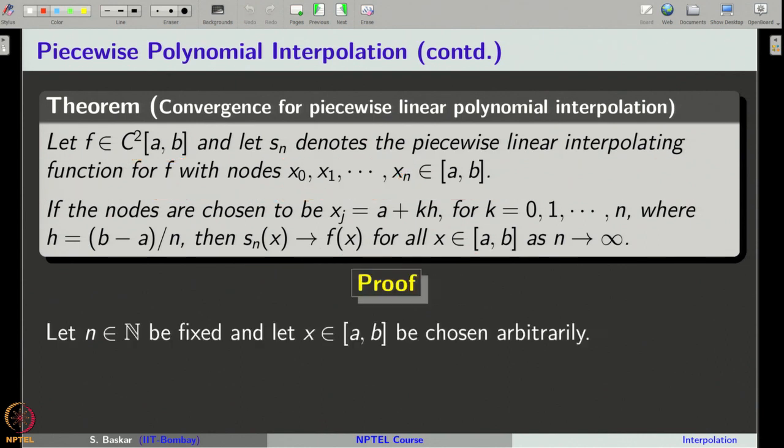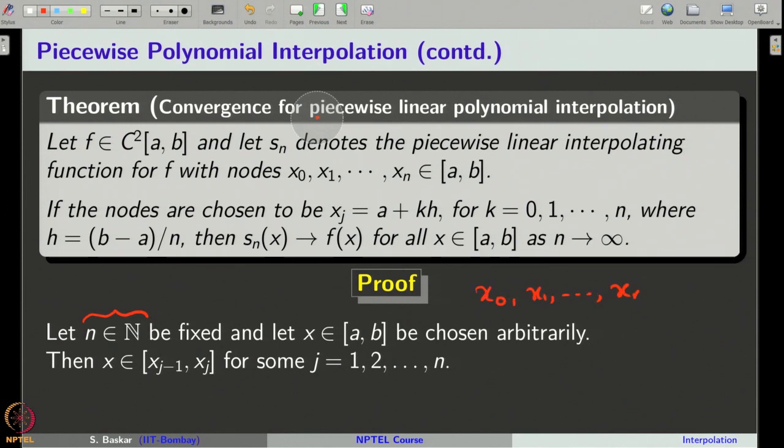Let us quickly try to prove this theorem. The idea of proving this theorem is not something new. You have already seen it in one of the previous lectures. Take any n and take any point x in the interval a to b chosen arbitrarily. Now, once you choose this n, your partition is fixed, right? You have x0, x1 up to xn. These are fixed, equally spaced. So, once you take an x, it will surely sit in one of the subintervals, right? That is sure. Let us say x is sitting in xj minus 1 to xj for some j. Then for that x, Sn of x will be p1j of x, right?